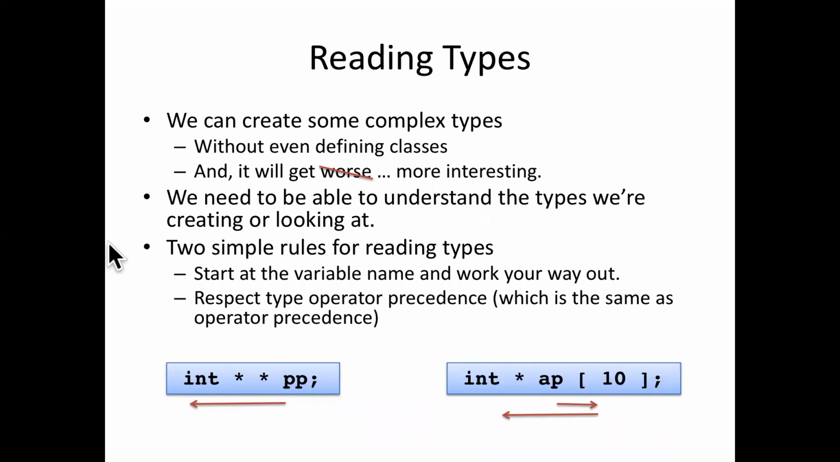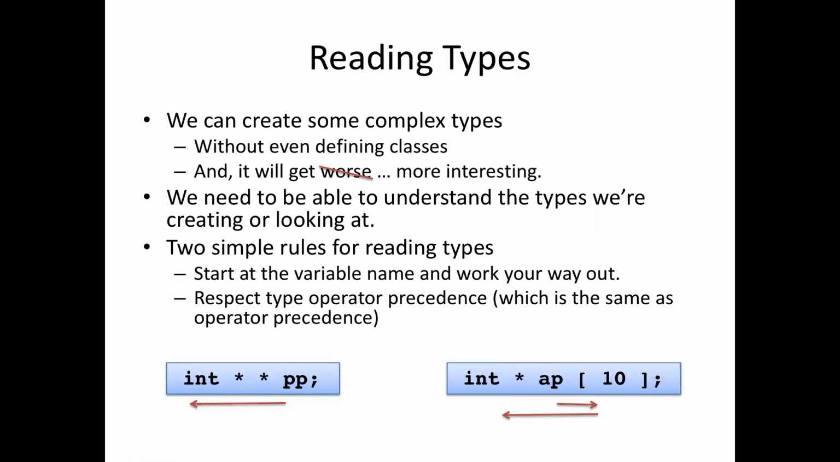So that's why for a guy like PP, I read it as, well, PP, I'm starting at the name of the variable, is a pointer to an int. So I read the star as pointer to. So PP is a pointer to an int. How about AP? Well, is it an array of pointers or is it a pointer to an array? Well, the rule says respect the precedence of the type operators, and fortunately, the type operators have the same precedence as the regular operators that they look like.